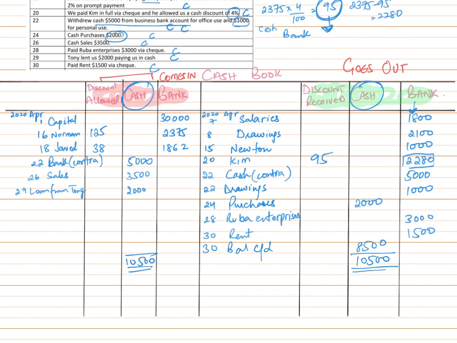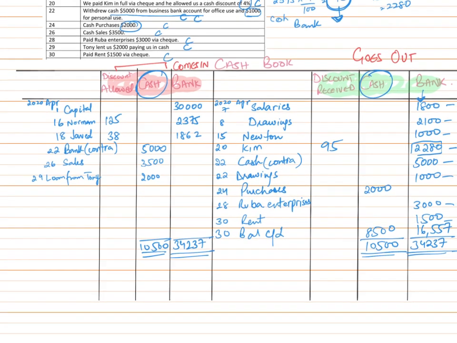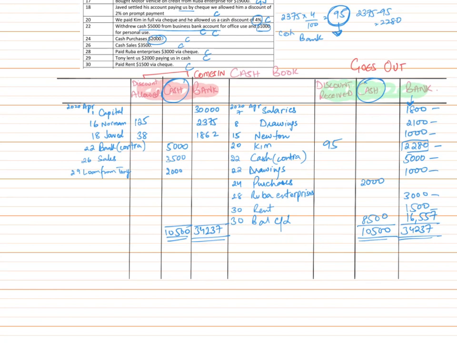Similarly, for the bank account, the debit side of the bank account is bigger. The total, if you work it out, is 34,237. We'll also make that 34,237. From 34,237 we'll subtract 1,800, 2,100, 1,000, 2,280, 5,000, 1,000, 3,000 and 1,500 in order to see what's the amount we require in order to fill this gap. So that is 16,557.